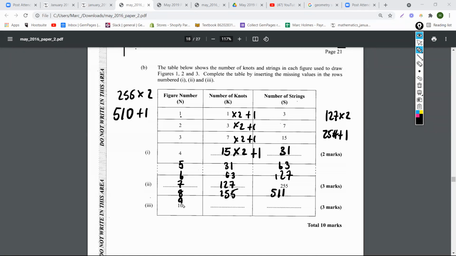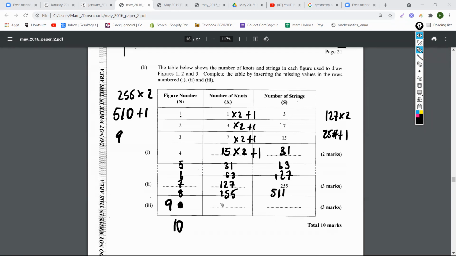And then 9 now. Let me put 9. So 9 now is going to be 511. Well, I kind of put it in the space still. But for the sake of the question, guys, let me just rub this out and put 9 and then put 10 down here.